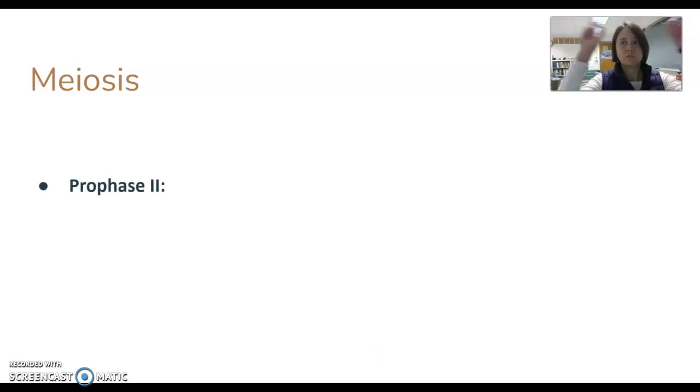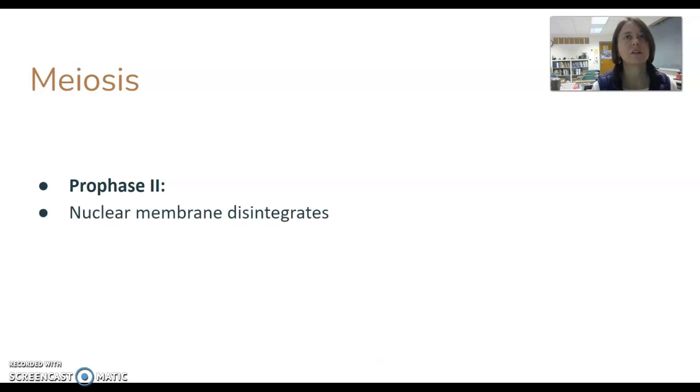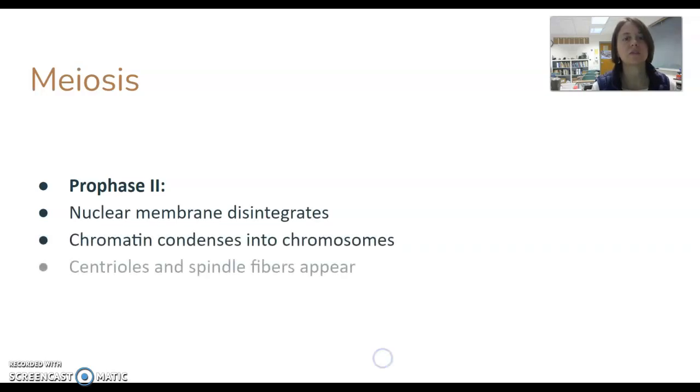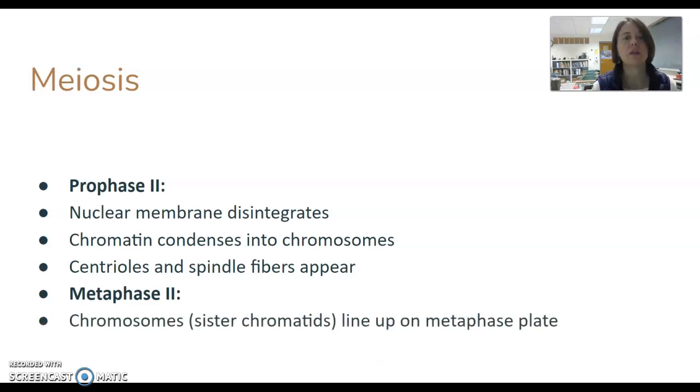Now we're going to do it all over again. Prophase 2: the nuclear membrane disintegrates, the chromatin condenses into chromosomes, the centrioles and spindle fibers appear, but you notice there's no crossing over. That only happens in prophase 1. Metaphase 2: the chromosomes, now the sister chromatids, line up on the metaphase plate. Before they lined up with their homologous pair, but now they're lining up with their sister chromatids.